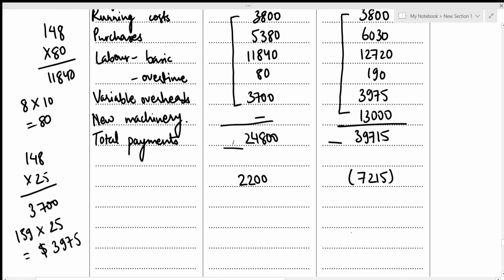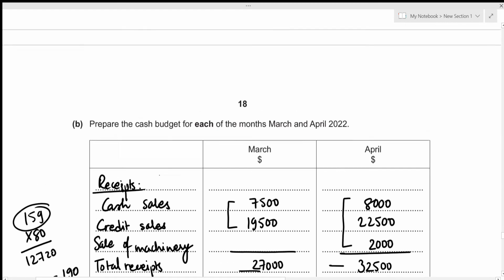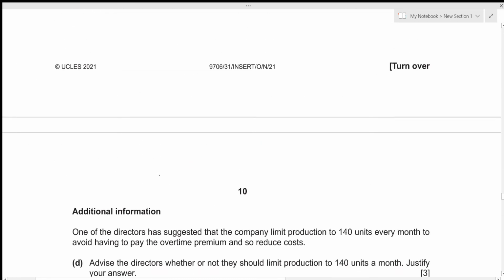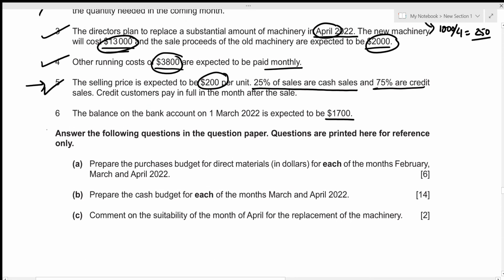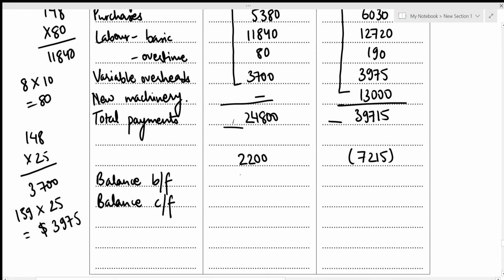All right, now we just need to adjust the opening balances. So that's balance brought forward. And we figure out our closing balance, which is balance carried forward. Okay, we are given the information regarding the opening balance for the month of March. Right here. So the balance on the bank account on 1st March is expected to be 1,700. So let's record this under the heading of balance brought forward, which is 1,700.